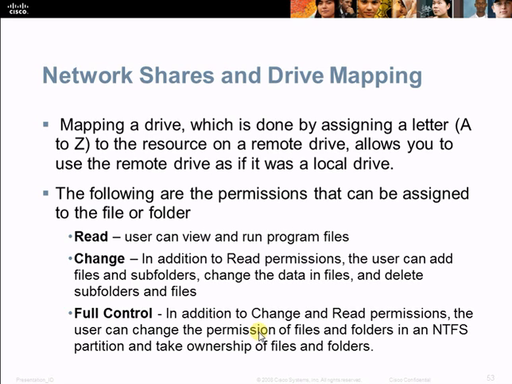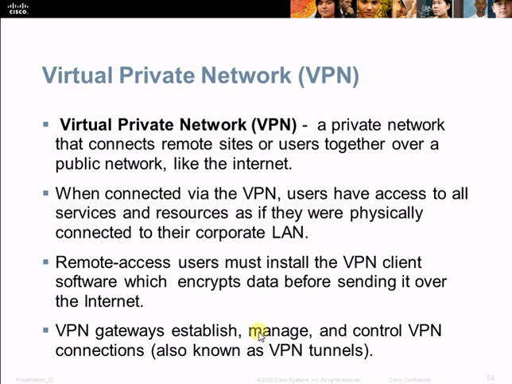Then we have our virtual private network, our VPN. It's a private network that connects remote sites or users together over a public network like the internet. So a lot of companies today won't run direct lines between their buildings, or will allow their employees to use their own home internet to connect to work, and when they log in they use the virtual private network protocols, and it's just like they're on the same network.